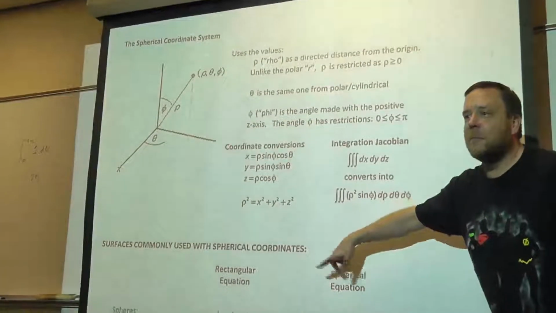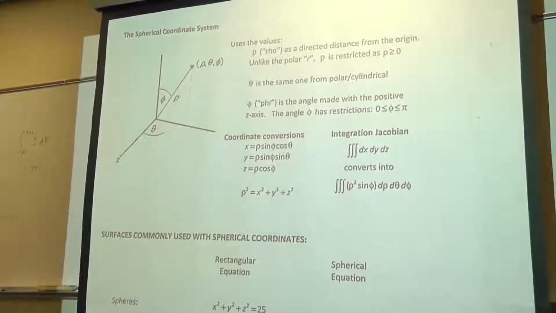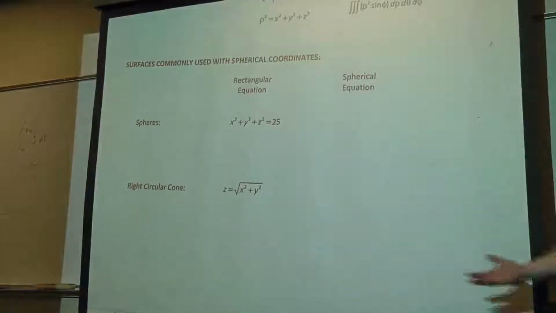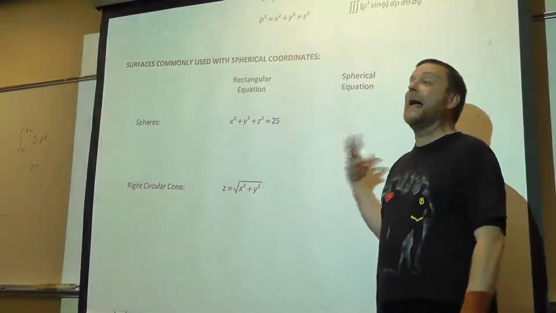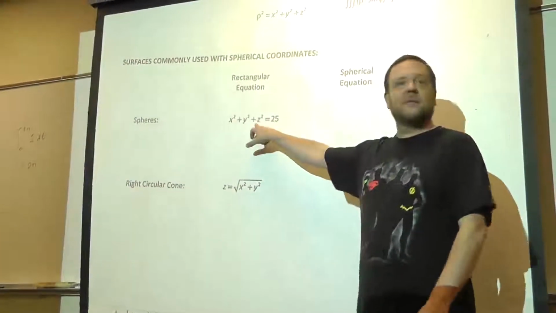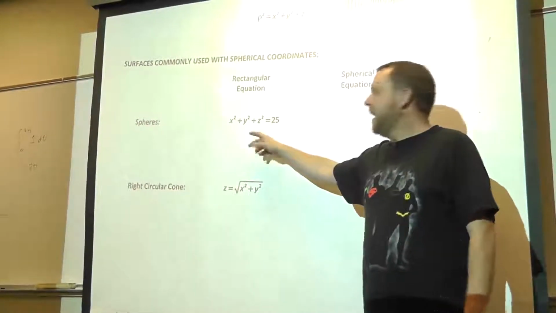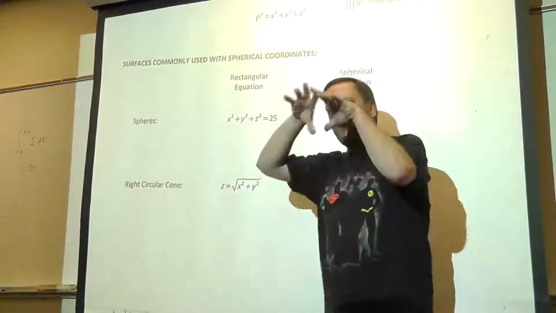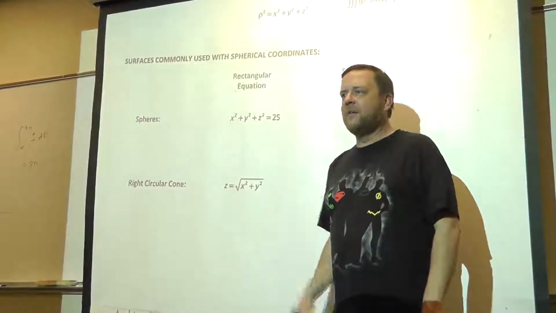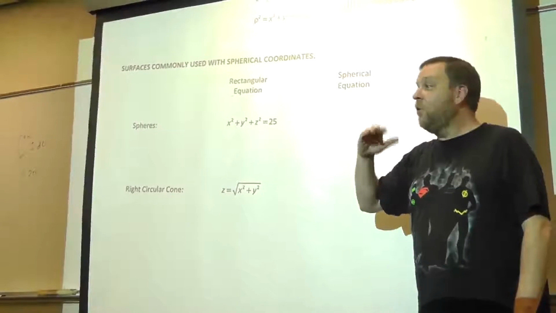Some more equations. Spherical is really kind of handy, but it's not as versatile as cylindrical coordinates. But some of these equations turn into really nice objects when you look at them in spherical coordinates. For example, this one. If rho is the radius of a sphere, and this rectangular equation represents all the points on a sphere of radius 5, what would this translate to as a spherical equation? Rho equals 5.